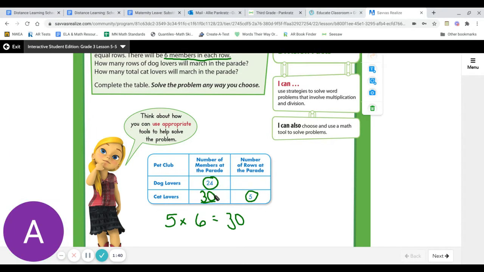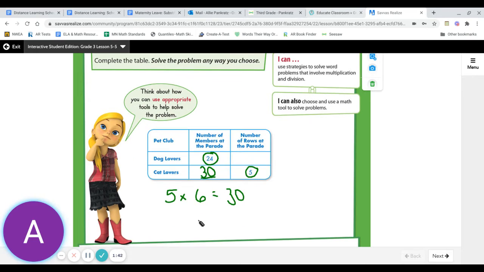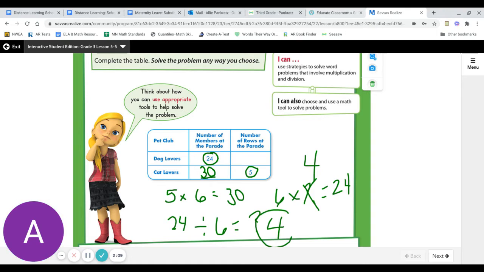Now we want to figure out how many dog lovers there are. We know there are 24 total. And we know we're going to put 6 in each row. So we can think about 24 divided by 6 equals what? So for my multiplication problem, I can think 6 times what equals 24. I know 6 times 1 is 6, 6 times 2 is 12, 6 times 3 is 18, 6 times 4 is 24. So I know that 24 divided by 6 will give us 4. So in the chart, we can write 4 up at the top.